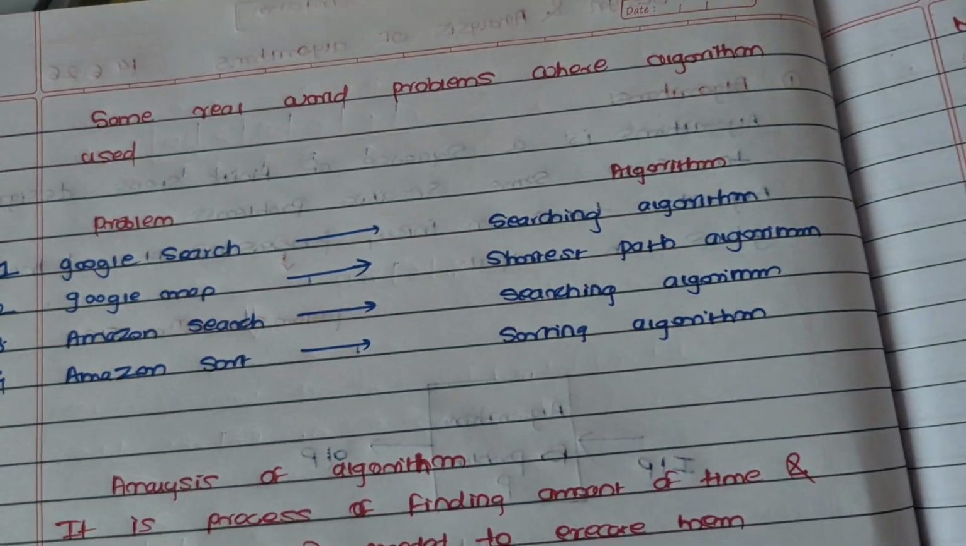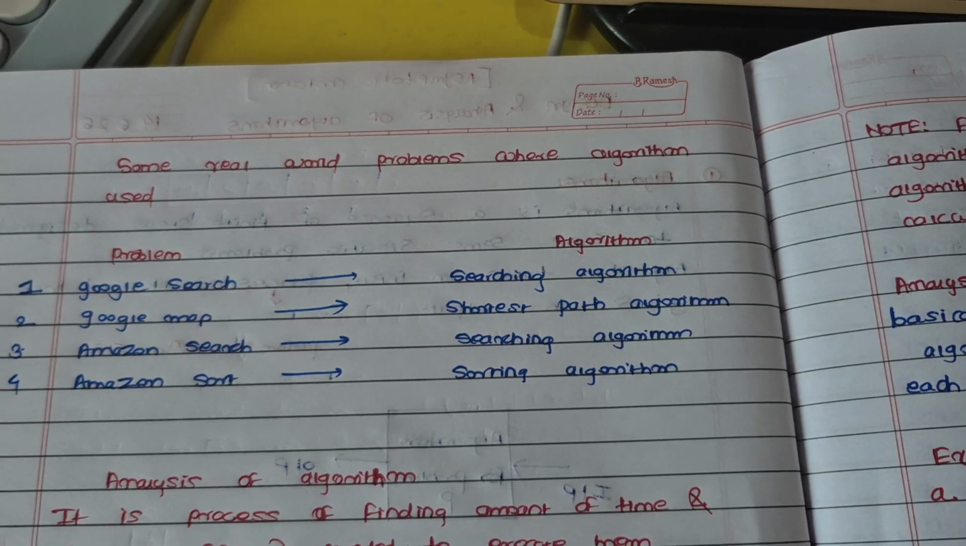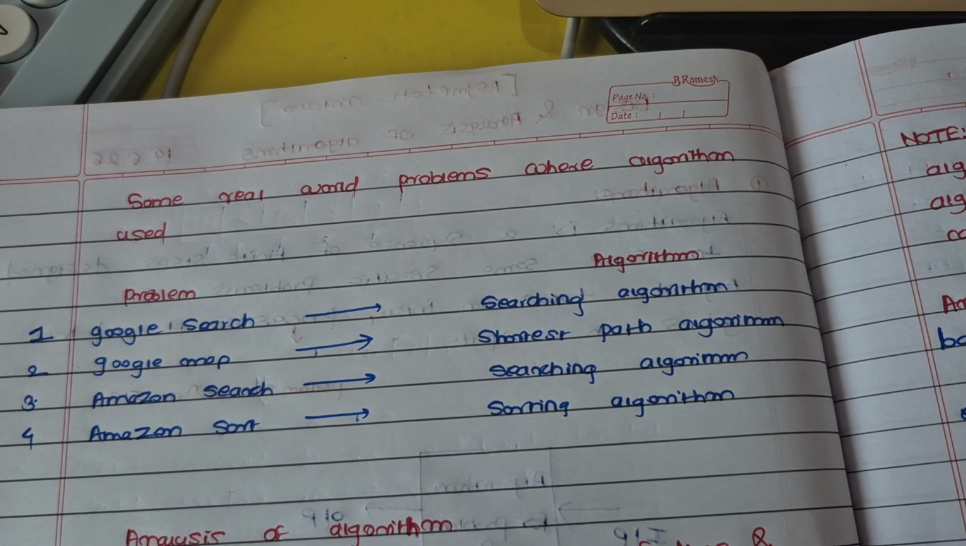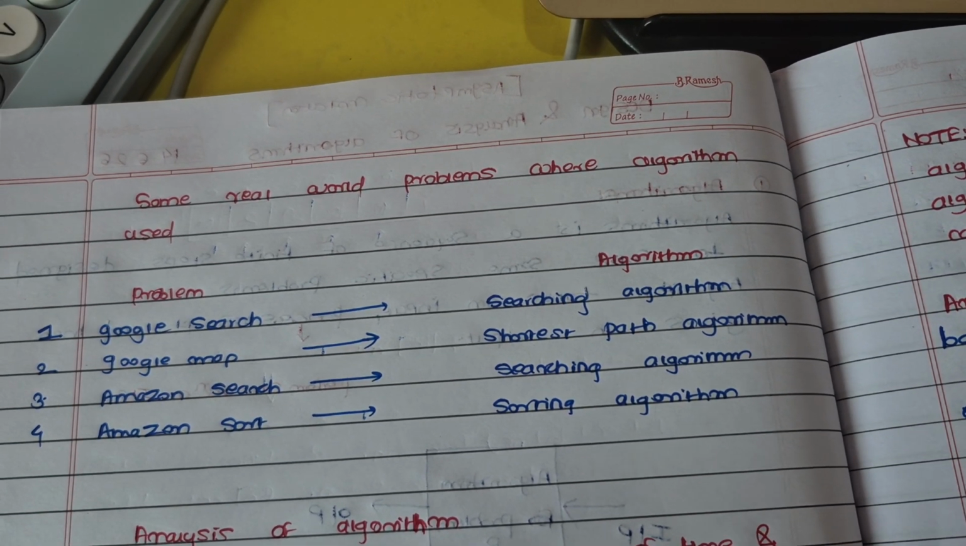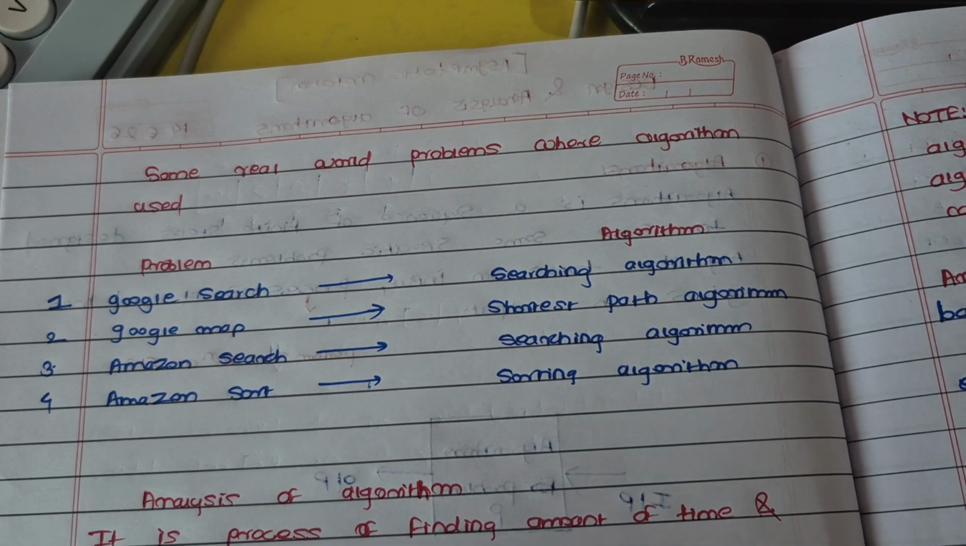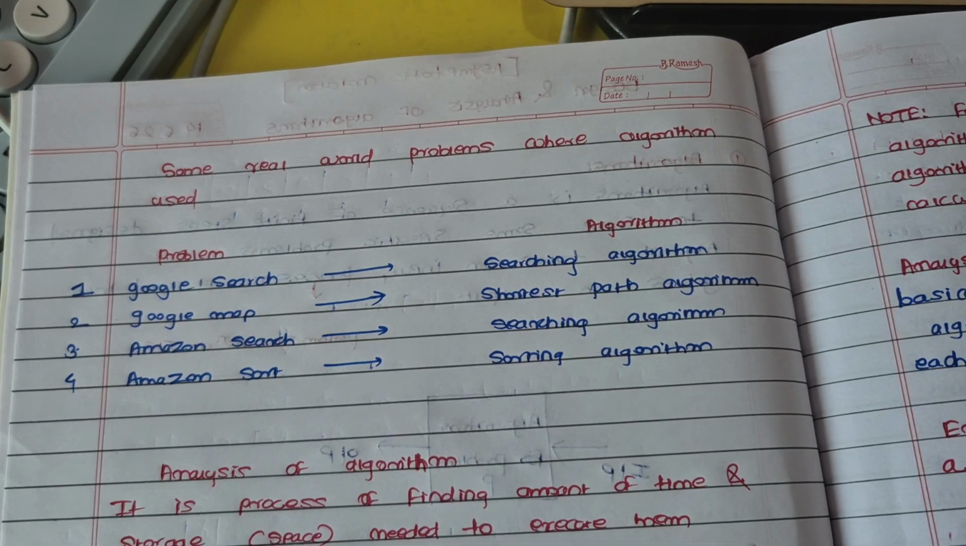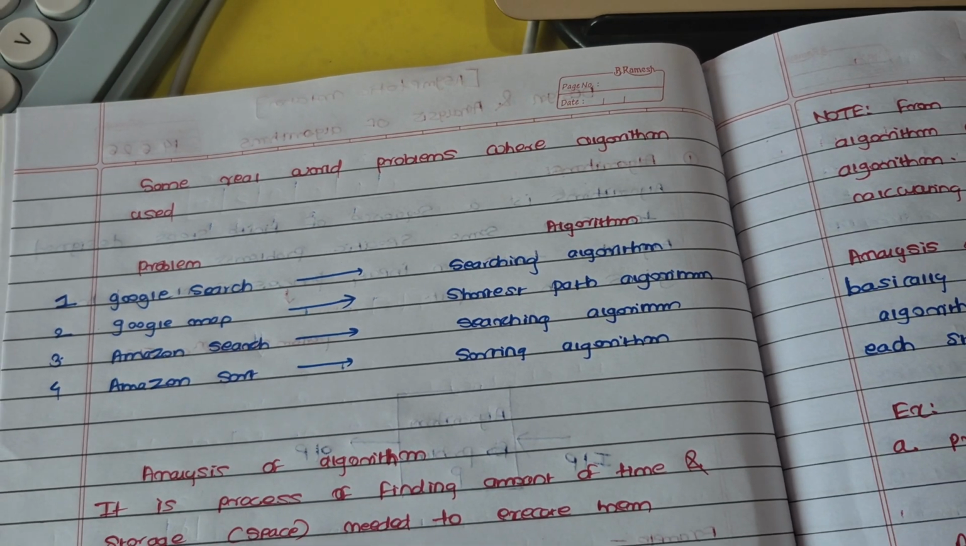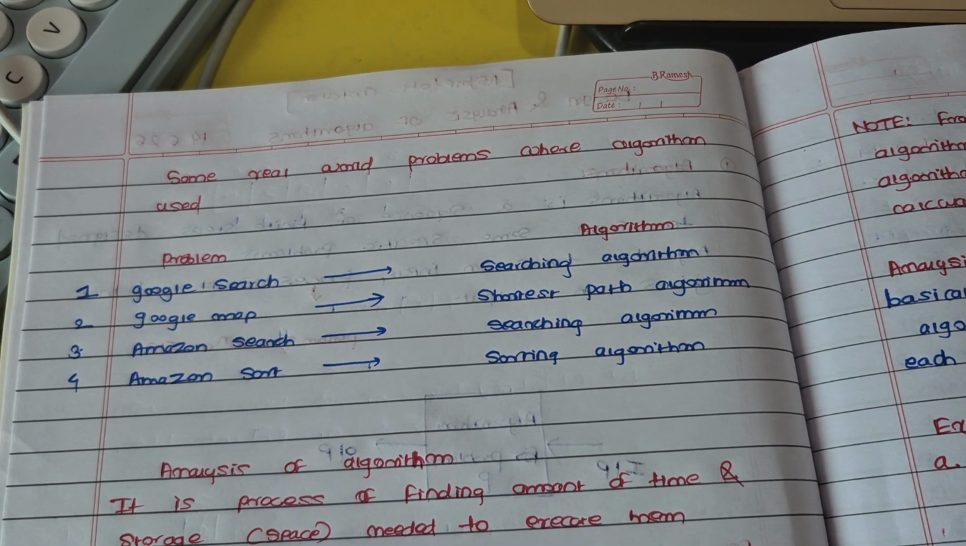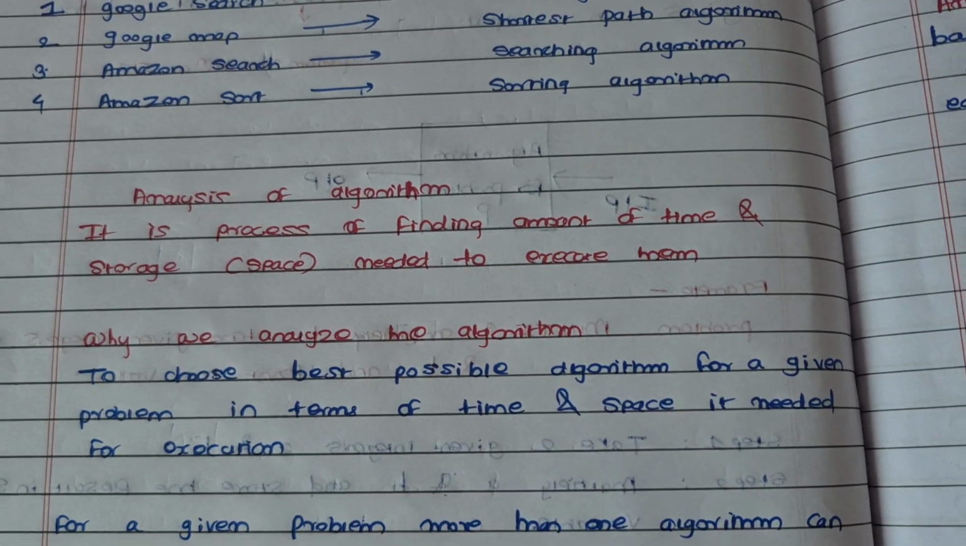After this, there are some real-world problems where algorithms are used: Google search uses a searching algorithm, Google Maps uses a shortest path algorithm, Amazon search uses a searching algorithm, and Amazon sort uses a sorting algorithm. So these are some real-world problems for which we use algorithms.